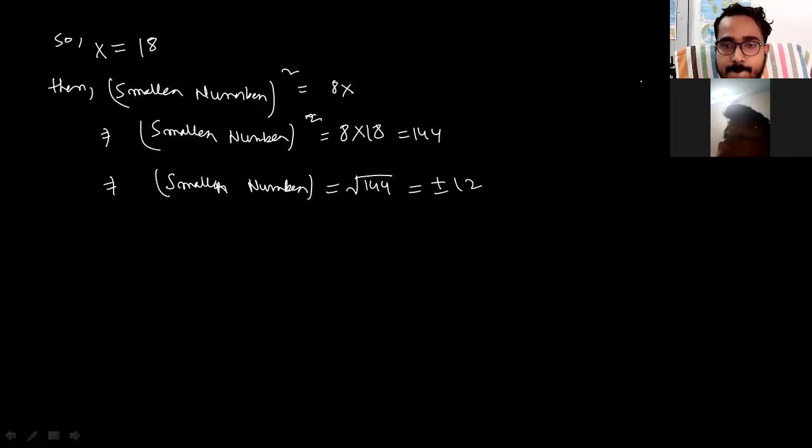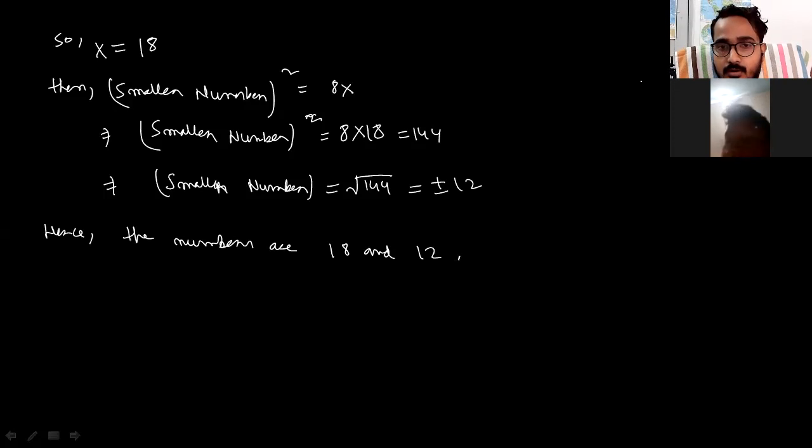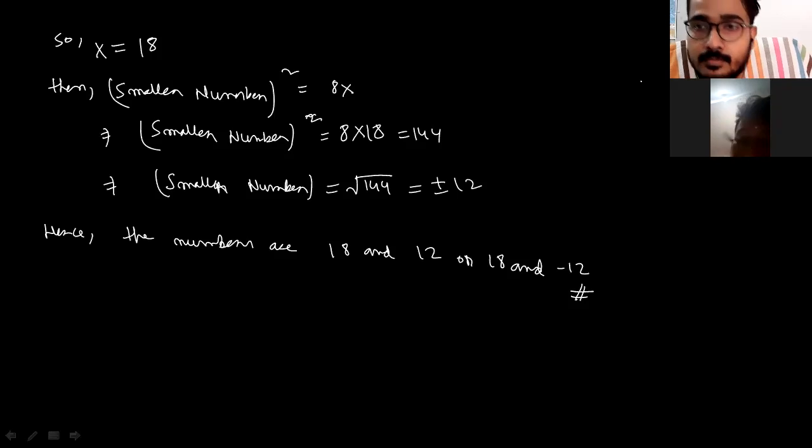Clear, all of you? Yes, sir. So write down. Hence, you are asked to find the what? Two numbers. Hence, the numbers are 18 and 12. That means if you take the positive value, 18 and 12, or 18 and minus 12. Clear, all of you? Yes, sir. Okay. So see the next question then.